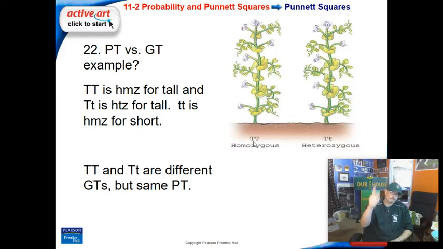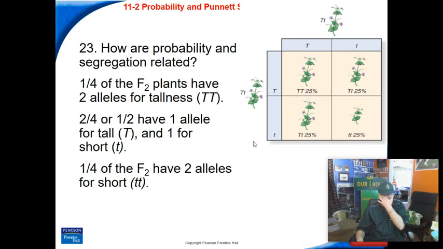All right, moving ahead. All righty. So how are probability and segregation related? So remember back to section 11.1.